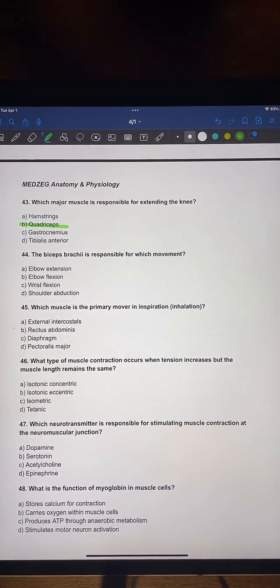Biceps brachii is responsible for which movement? Thank you guys for all the likes. Yes, this is for the TEAS. It is for the TEAS and HESI. They're similar to A&P questions on those exams.